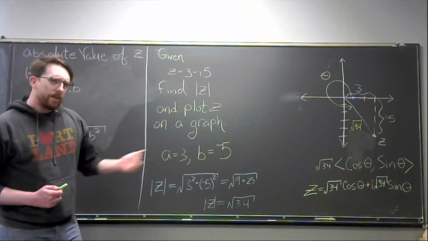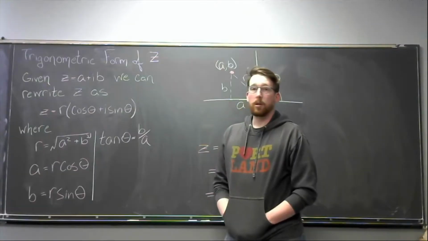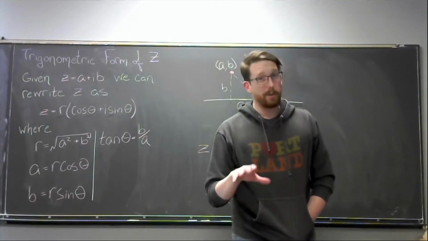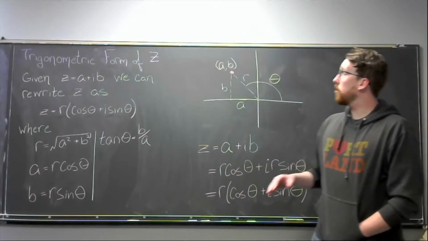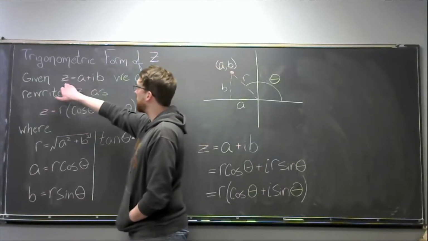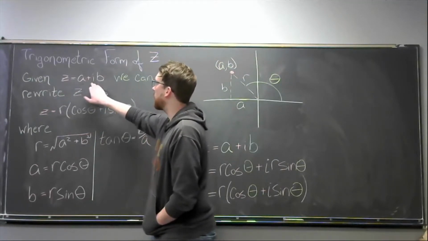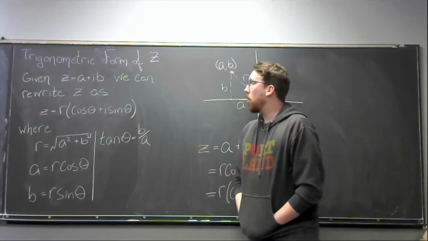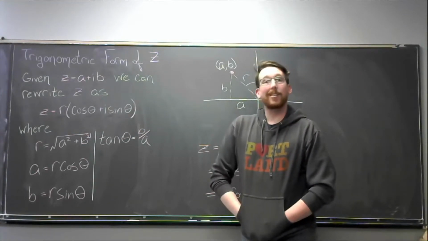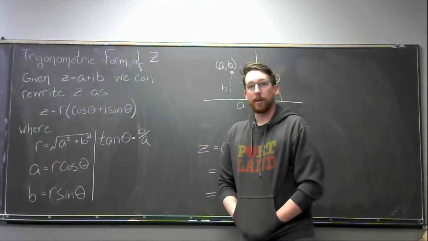Let's dig in a little bit. So to really quickly summarize what I was just saying: if we wanted to, we could rewrite a complex number z equal to a plus ib as z is equal to r cosine theta plus r times i sine theta.